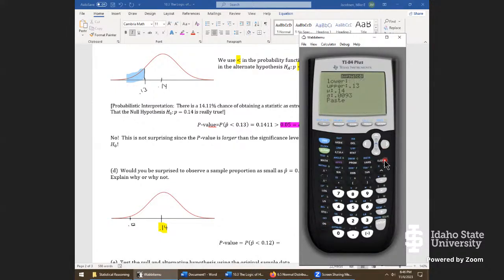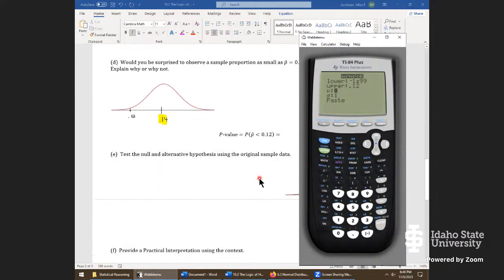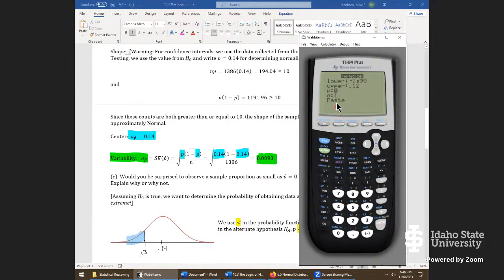Hit second, oh, let me clear out of here. Hit second bars to go back to that page. We're back to normal CDF. And I needed the -1 E power 99, or the way we did it for this problem works. Upper value changes to 0.12. And they delete my values here. Let's put those in again. The value for mu is 0.14. Value for sigma is 0.0093.